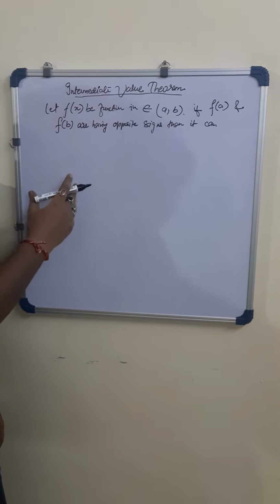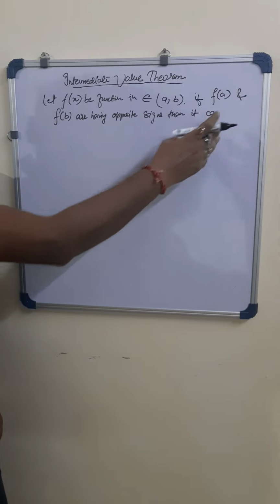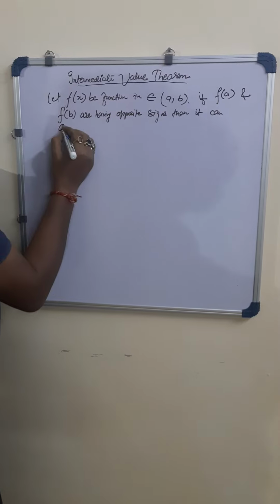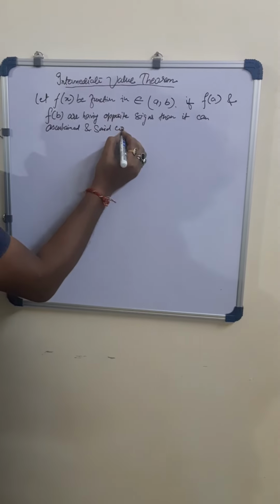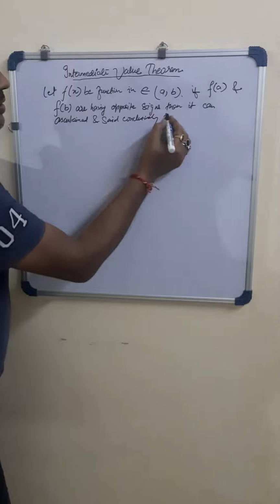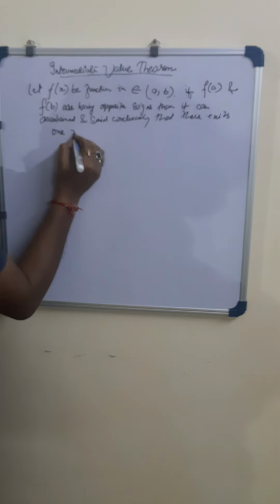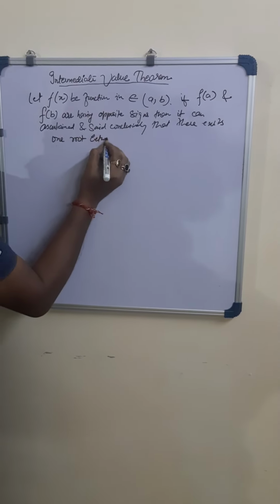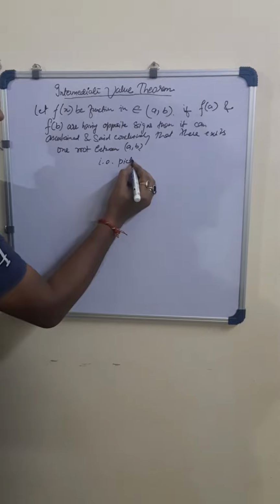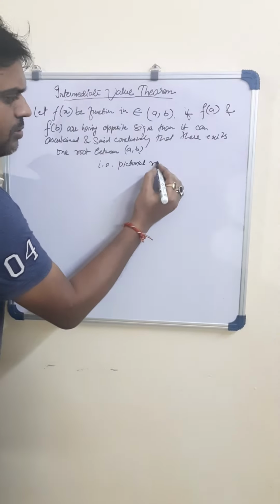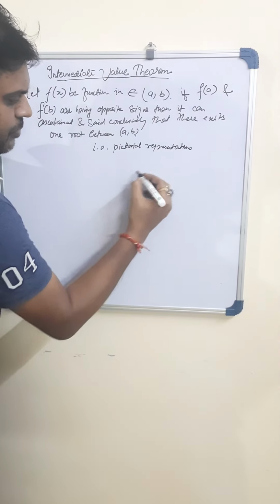So, the intermediate value theorem states: let f(x) be a function in [a, b], and if f(a) and f(b) have opposite signs, then it can be ascertained and said conclusively that there exists one root between a, b. Here is a pictorial representation to make things clear for you.